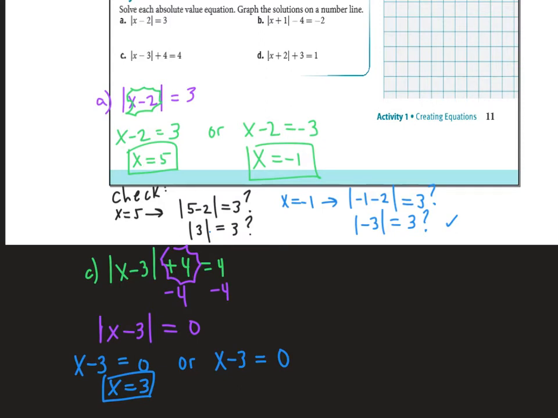Okay, so let's do example D. I'm going to do it on the next page. It's the absolute value of x plus 2, plus 3, equals 1.